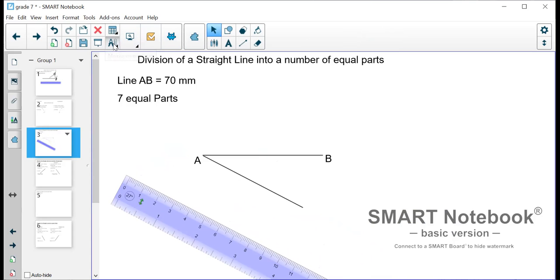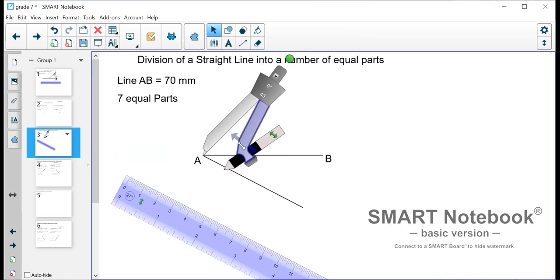Step 3, we use the pair of compasses to mark off equal divisions on the last line that we drew, that is this line going down. So we mark off equal divisions based on the amount that we want to divide the line into, which in this case is 7. So we mark off 7 equal divisions.